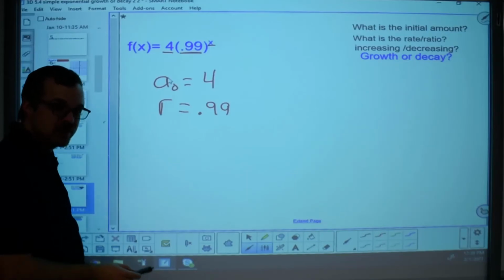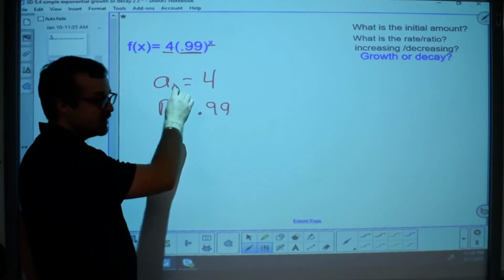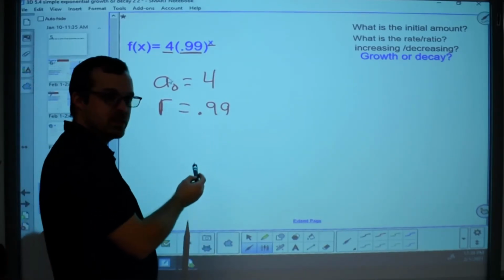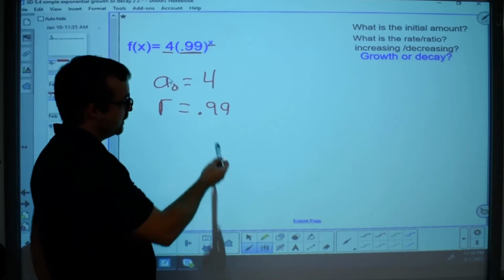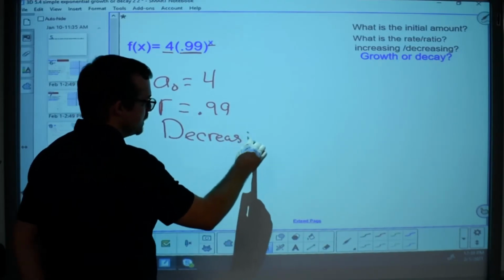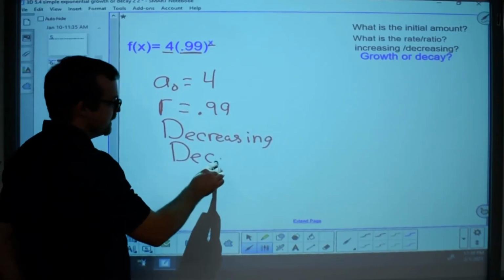Well, is that increasing or decreasing? Don't get confused here. Don't look at the initial amount for increasing or decreasing. You look at the ratio for increasing or decreasing. The ratio, bigger or smaller than 1? It's smaller than 1, so this must be decreasing. So is that going to be growth or decay? That's going to be decay.